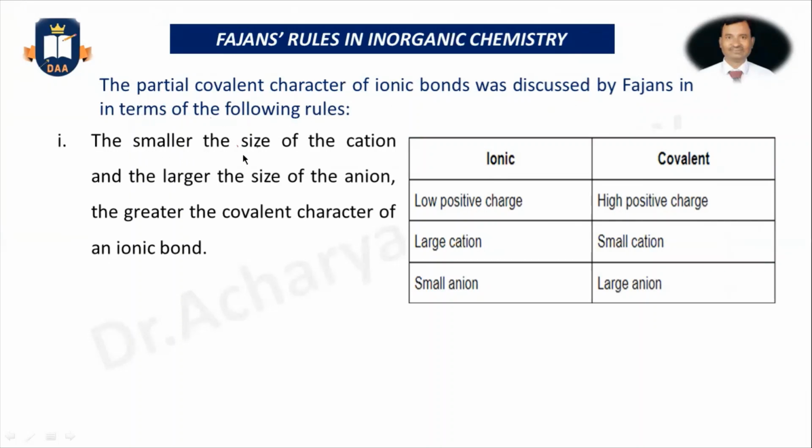Rule one: the smaller the size of the cation and the larger the size of the anion, the greater the covalent character of an ionic bond. Smaller size of the cation. In this figure, you can see it is the small cation and the large size of anion, so it will be covalent in character.